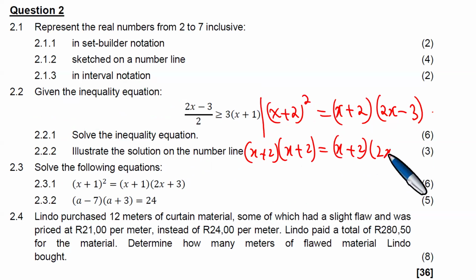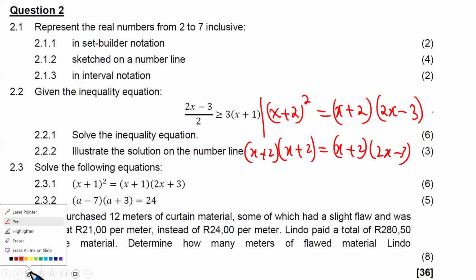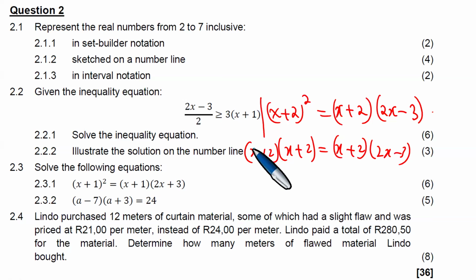And what this gives is x plus 2 in brackets, and we have 2x minus 3 in brackets. We've already broken it down to x plus 2 in brackets. Now we do the FOIL method, where we multiply x by x.